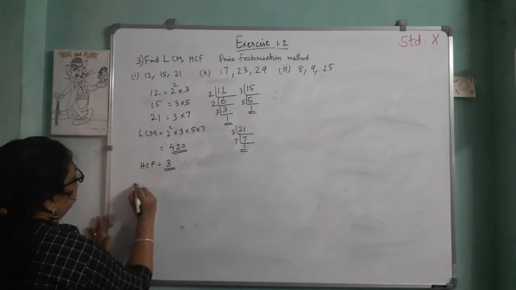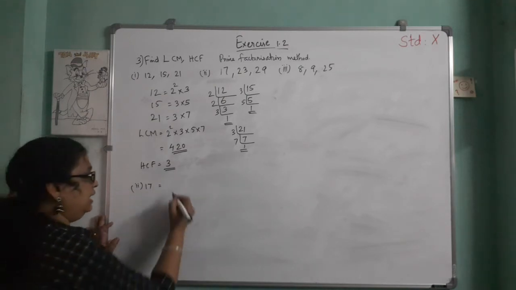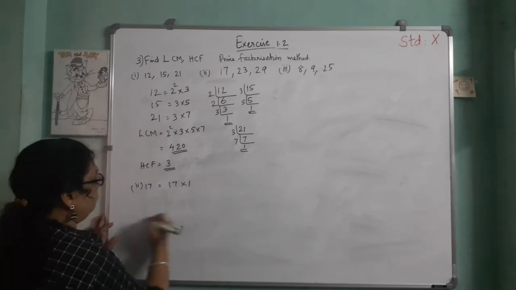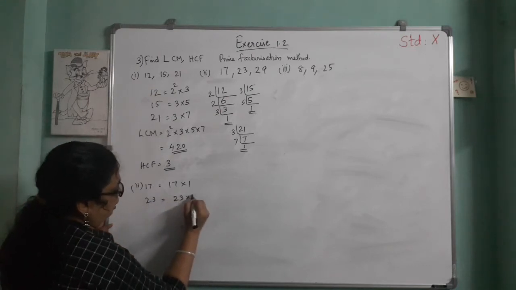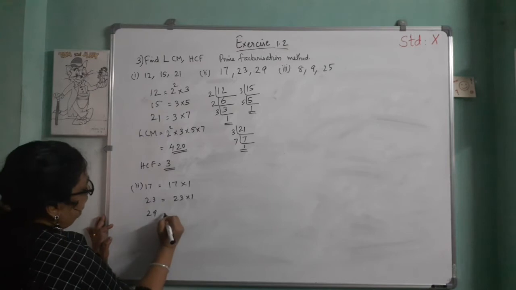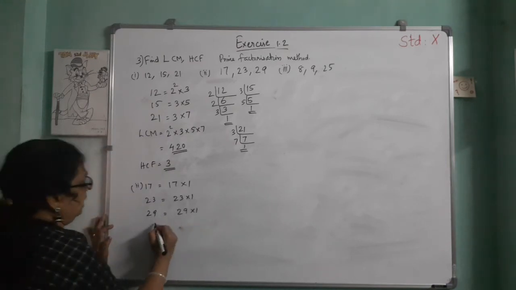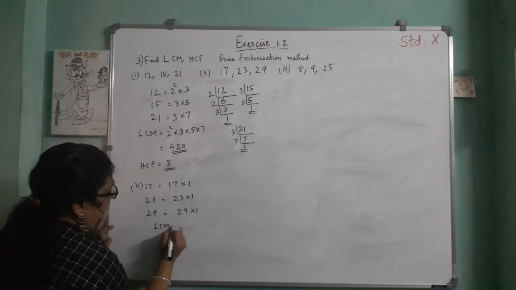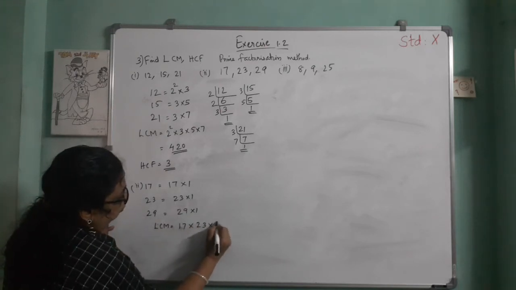Then the second question, 17. 17 is a prime number, so 17 can be written as 17 into 1. Then 23 is also a prime number, so 23 into 1. Then 29 is also a prime number, so 29 into 1. So LCM equals 17 into 23 into 29.